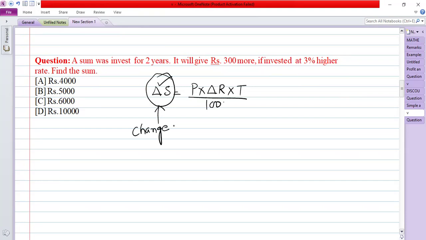So change in what? Change in S, simple interest. This delta S stands for change in simple interest. And what is the meaning of delta R? Obviously, this is change in R, the change in the rate of interest. Now this change can be an increase, and it can be a decrease also.